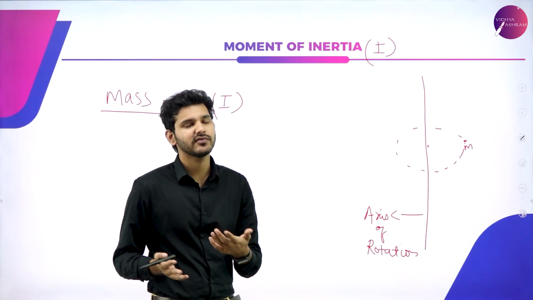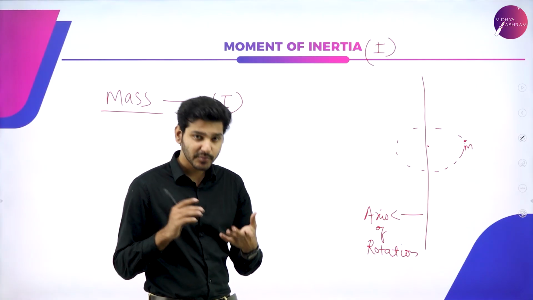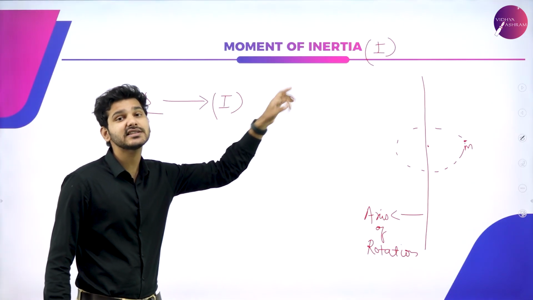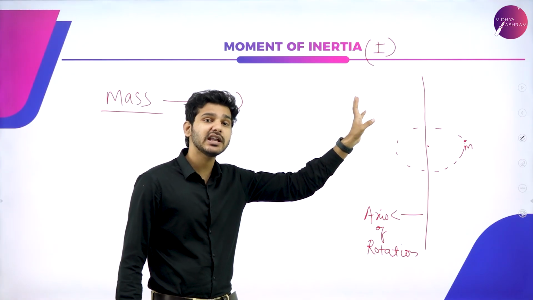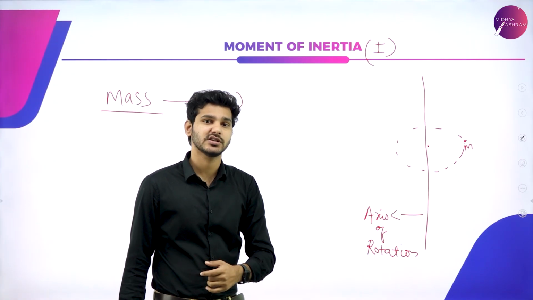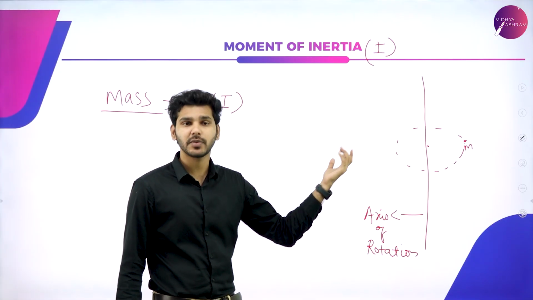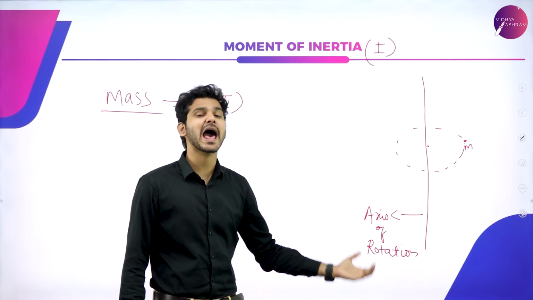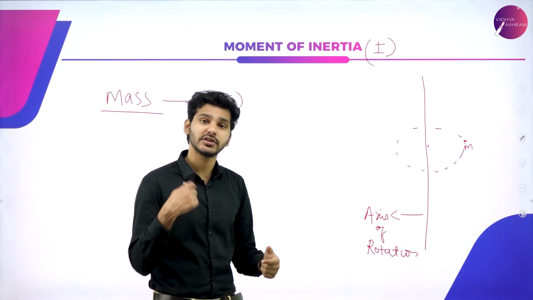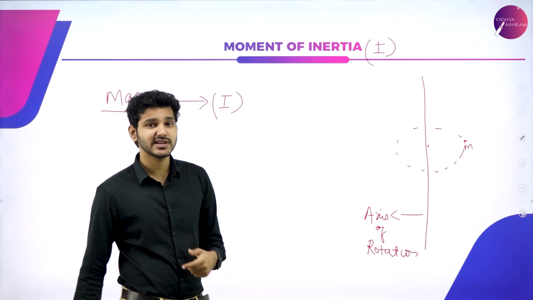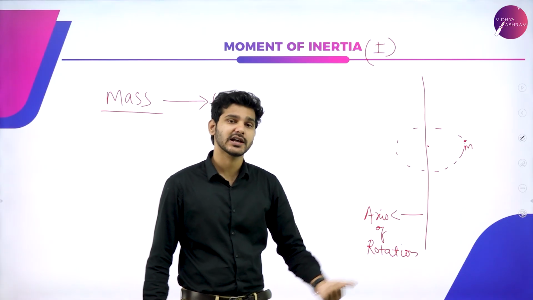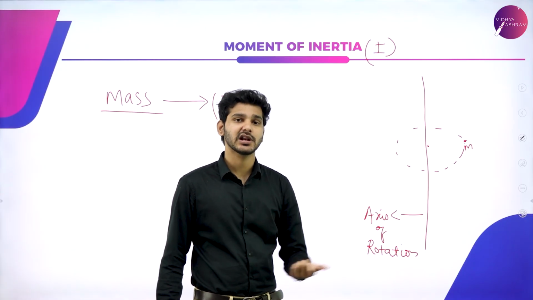Now, why are we saying easier or harder? Because moment of inertia is the measure of reluctance of a body to spin. So it actually depends on the axis also. It is not just the mass of the particle, but it is also the axis that is responsible for the rotational motion. So we can actually say that the mass of a particle matters, and the axis also matters.